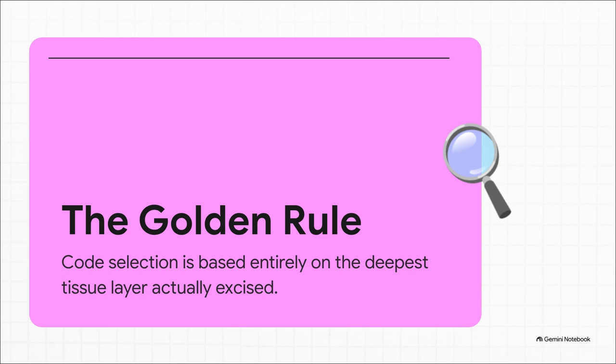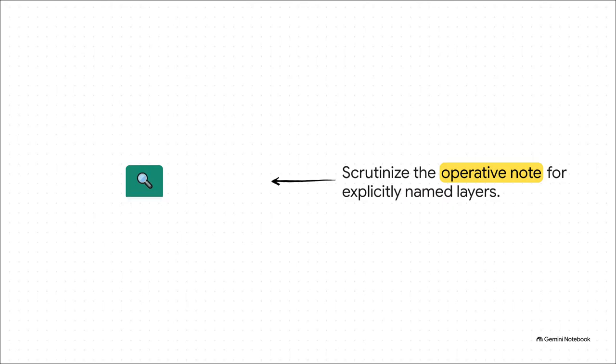Think about it like this. If a patient has a wound exposed all the way down to the bone, but the clinician only debrides the subcutaneous fat around the edges today, you code for the fat. You only code for the deepest tissue the scalpel actually removes. This basically means you have to put on your detective hat.